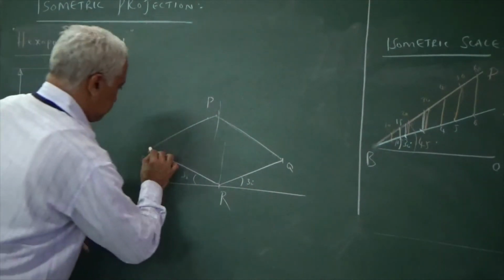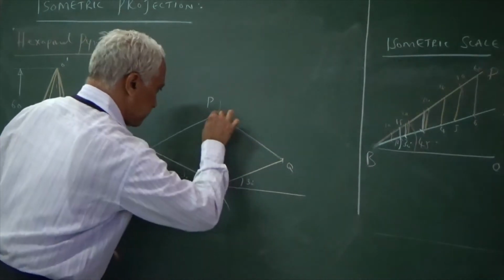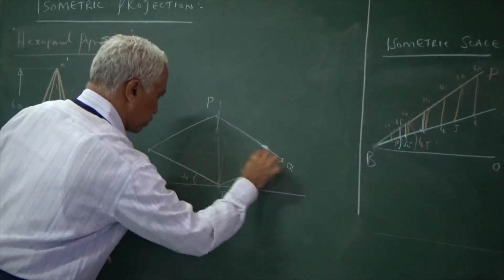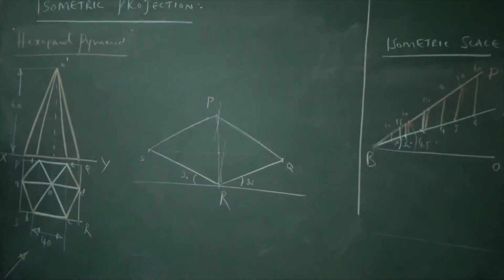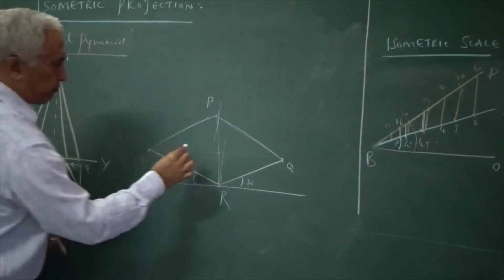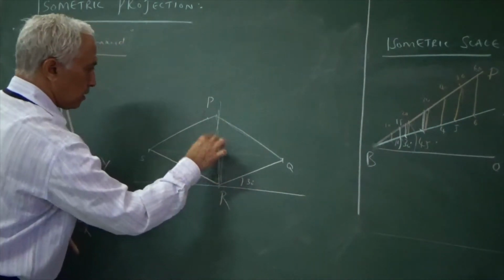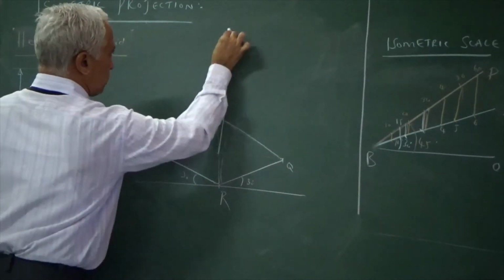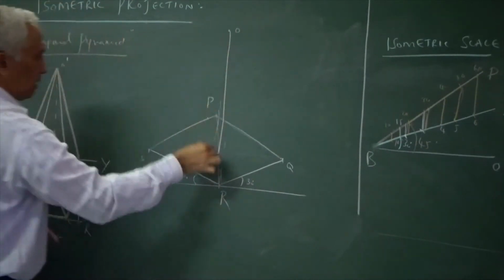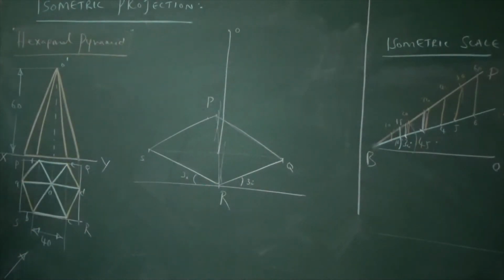Obtain the center of the base by drawing the two diagonals. Obtain the center of the base. Axis height is 60 mm. From this center of the base, draw a line to get the point O, which is iso of 60.